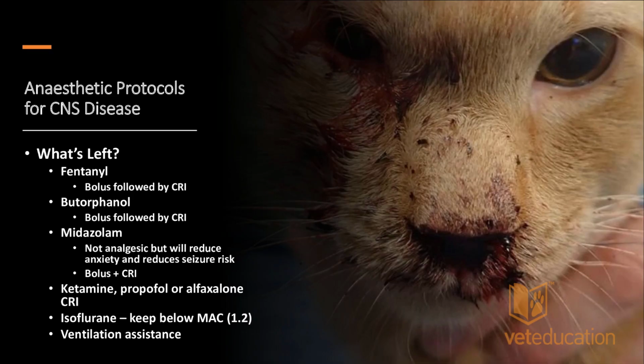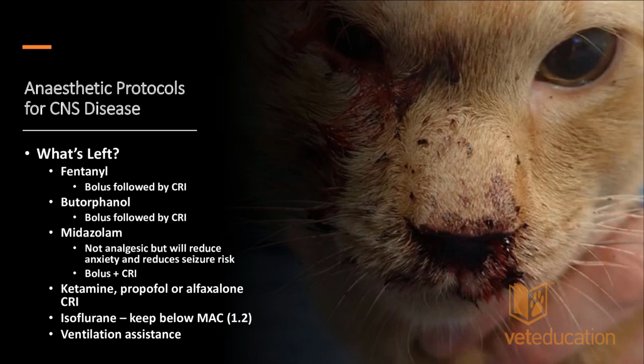So what have I got left? I've got fentanyl left. I've got butorphanol, I've got midazolam. It's not an analgesic, but it will reduce anxiety a little bit and reduce the seizure risk. I've got ketamine, propofol, and alfaxalone continuous infusions, and I want to keep my isoflurane concentration well below its MAC of 1.2. And when I anesthetize my patient, I'm going to ventilate them.